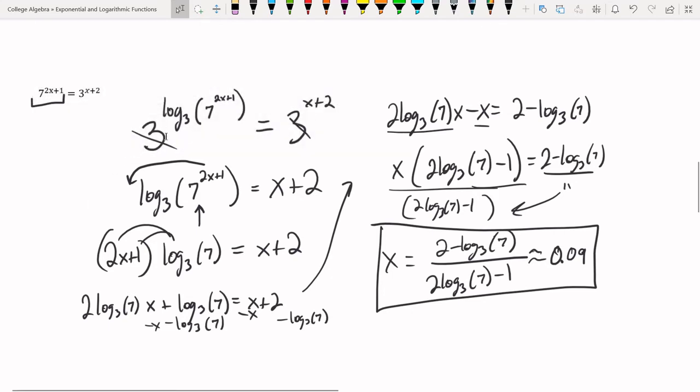Now this strategy is the exact same thing as just saying, let's take log base 3 of both sides, and that log base 3 cancels with this x plus 2.